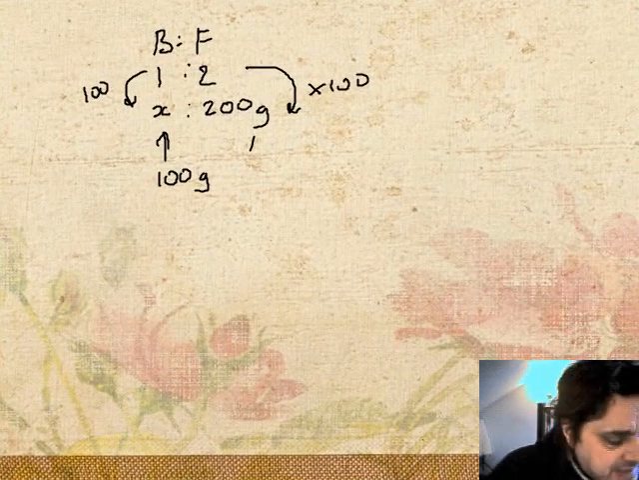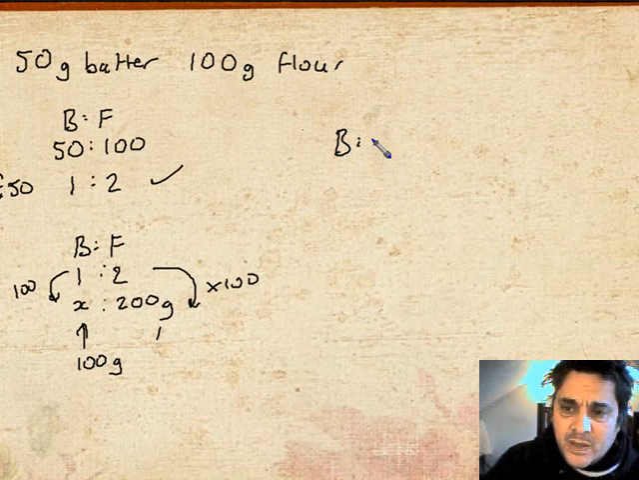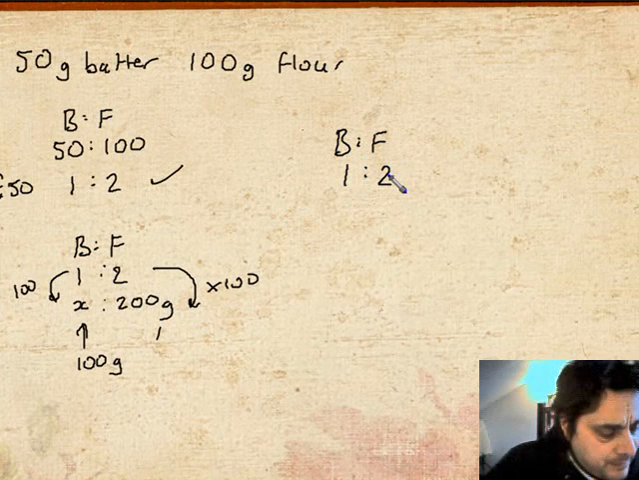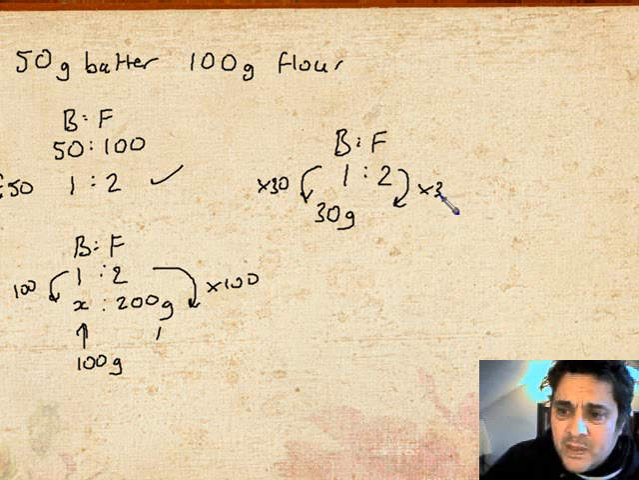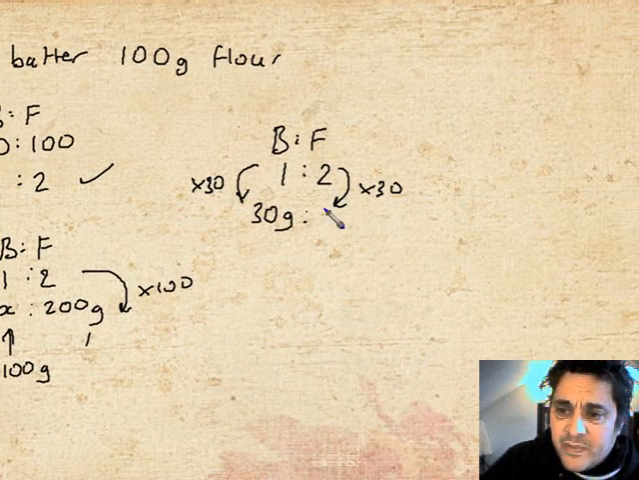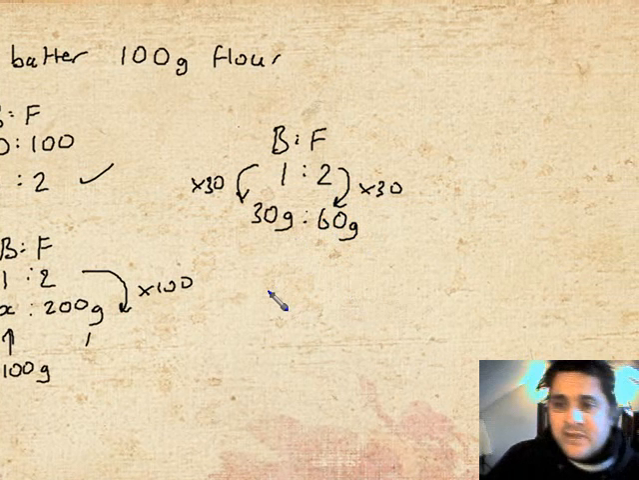C, how much flour is needed for 30 grams of butter? Rewriting the ratio, butter to flour, 1 to 2. 30 grams of butter, quite clearly, easy to see, just multiply that by 30, multiply the 2 lots by 30 as well to maintain the same ratio. So we're looking at 2 lots of 30, so 60 grams of flour. Clearly twice as much as 30, isn't it?